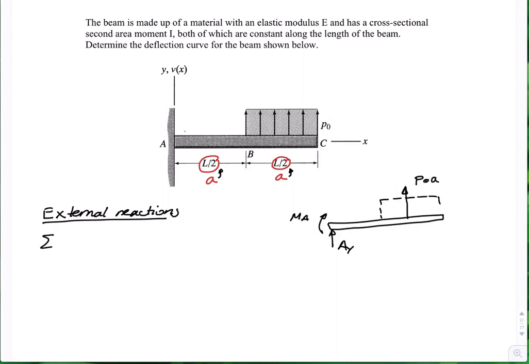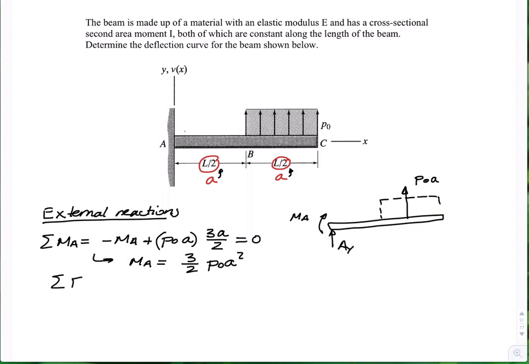When I write down my moment equation about A, what I get is minus MA. I have P naught times A, that's the force. Its moment arm is going to be 3A over 2. It's going to be the complete distance of A and then halfway over between B and C. That's going to be a plus contribution. And therefore, from this, we see that at the wall, we have a bending moment being exerted on the beam, which is equal to 3/2 P naught times A squared.